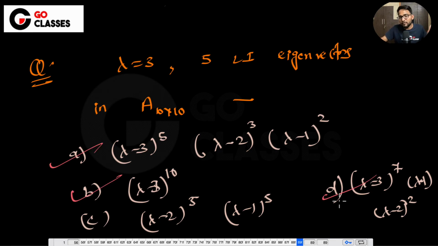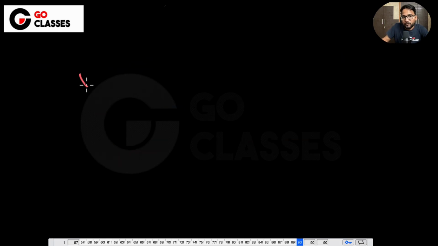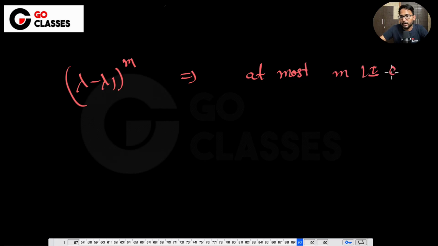So they can give you the reverse information also, which means they can say that 5 linearly independent eigenvectors are there in A, then what are the characteristic equations possible? I hope you understood. See, if this is 7, then at most 7 you can have. It is not necessary that you will be having exactly 7, but it cannot have more than 7. That's what we have seen with the examples. That's a very easy statement, don't worry about it too much. If lambda 1 power m is there, then at most m linearly independent eigenvectors will be there, right? At most m linearly independent eigenvectors.